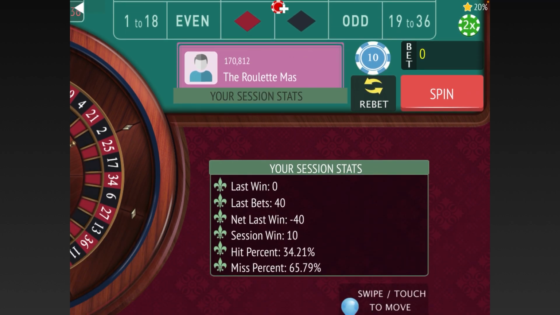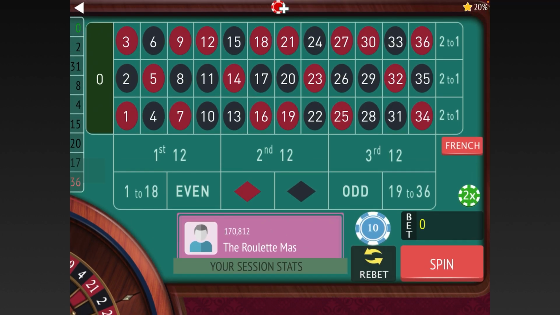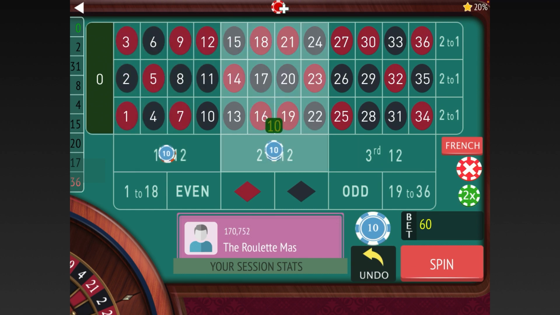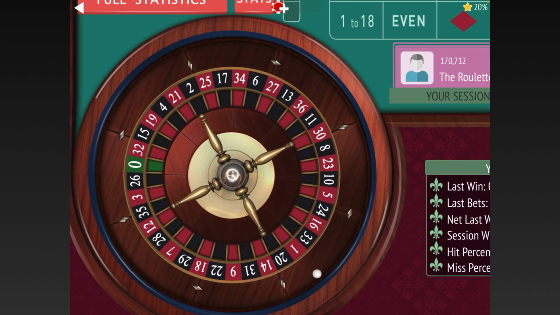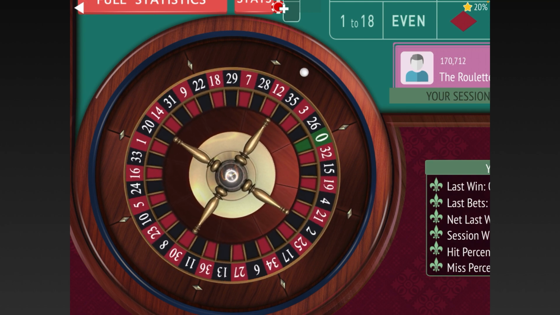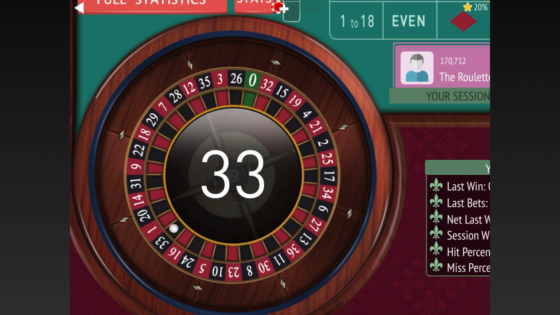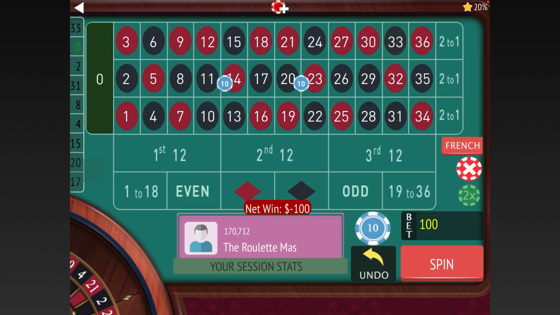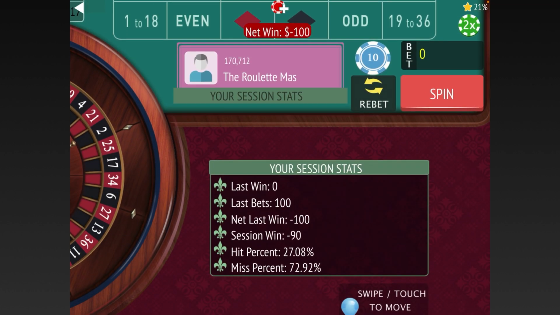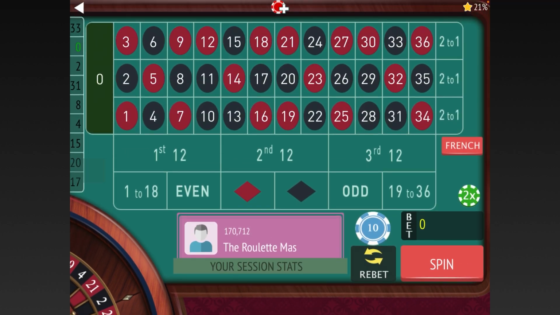So we're going to go from that 40 to 50, and we're going to go against that 31 there. Okay, and we lost. So then we'll go from 50 each to 60 each. And let's see, we'll be going against that too.